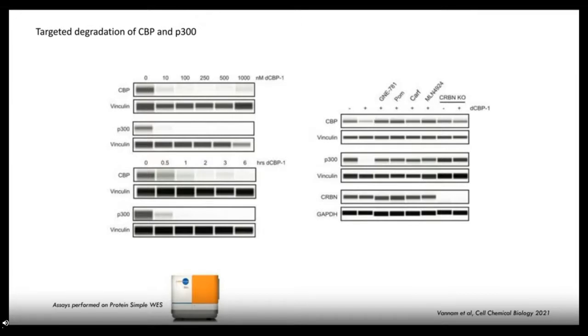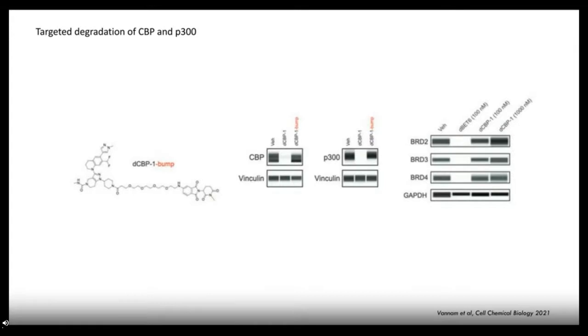You can see within 2 hours of treatment with the compound, we get almost complete degradation of both CBP and p300 with DCBP1. This activity can be rescued with saturating doses of both free ligand on the CBP and p300 side, the GNE molecule, and pomalidomide as an E3 ligase cereblon ligand. This activity can also be rescued by blocking the proteasome or neddylation of the E3 complex itself. This activity is also cereblon specific, so in a cereblon knockout cell line, we see loss of the activity of DCBP1. We also constructed a molecule which we call DCBP1 bump, which actually abrogates its binding to cereblon itself by adding a methyl group on the right side of the molecule here.